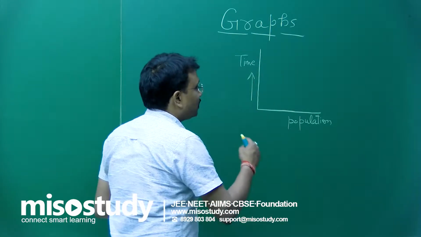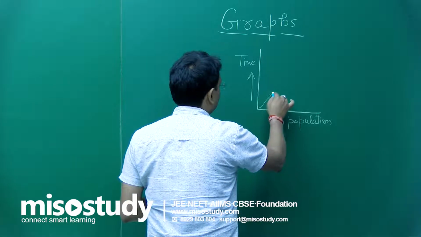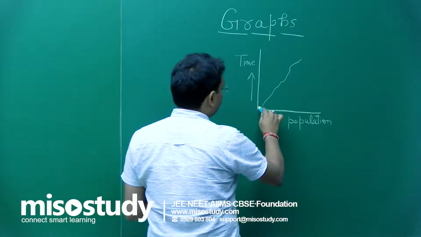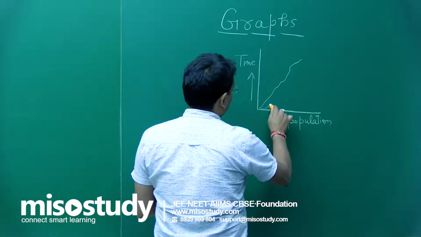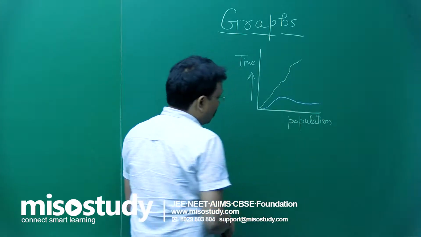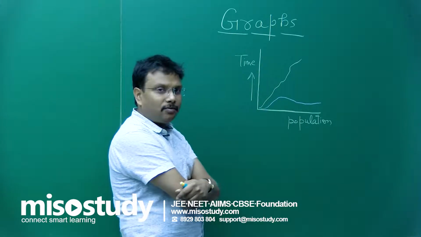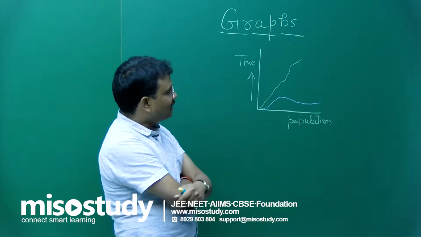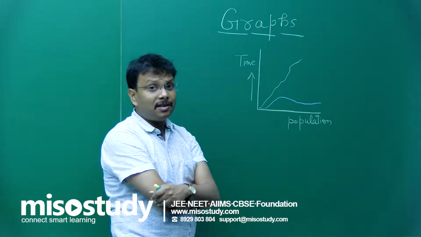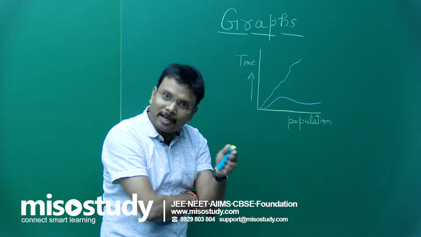If there are two graphs, one is like this way and another is like this way, now my two questions are there. First, watch this line. What is this line telling you? This line is telling you the population of the country is increasing with time. You can't say time is increasing, time will increase.